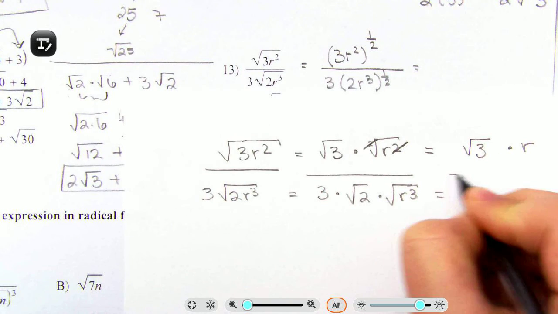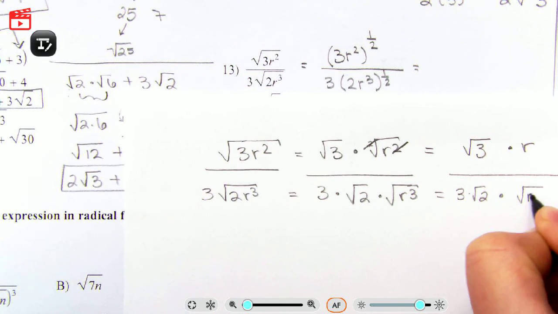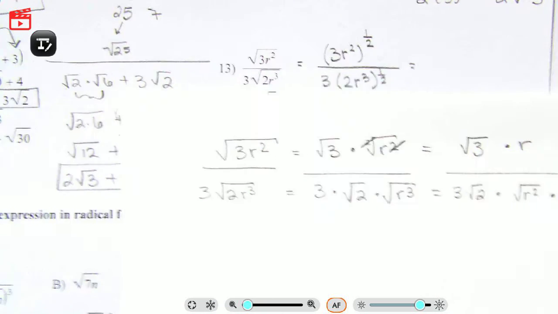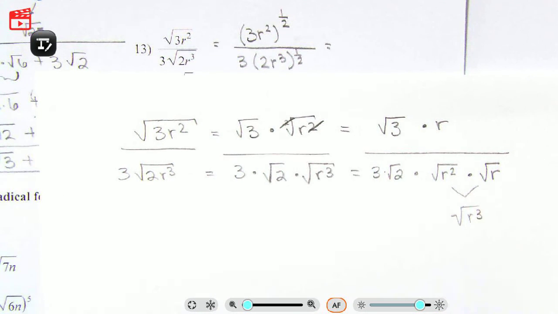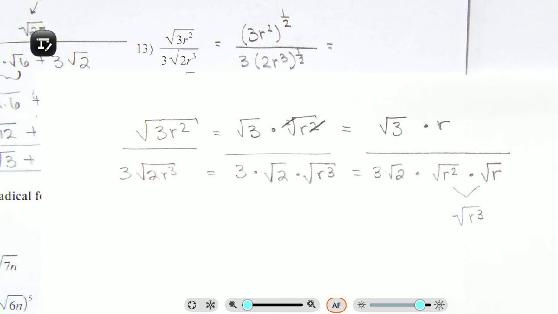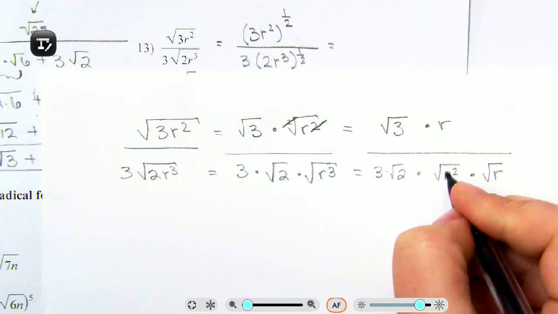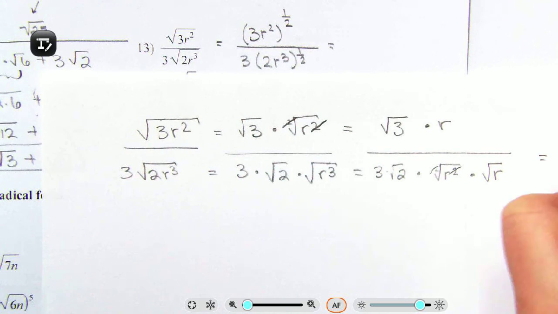And now, watch this. This is super cool. 3 times root 2 times r squared times root r. Now, this is super cool because if we multiply this together, we get root r cubed, because r squared times r is r cubed. So we can break it up like this. And then, again, there's a secret 2 in here. We can cancel these out. So this is root 3 times r all over 3 times root 2 r times root r. Super cool.